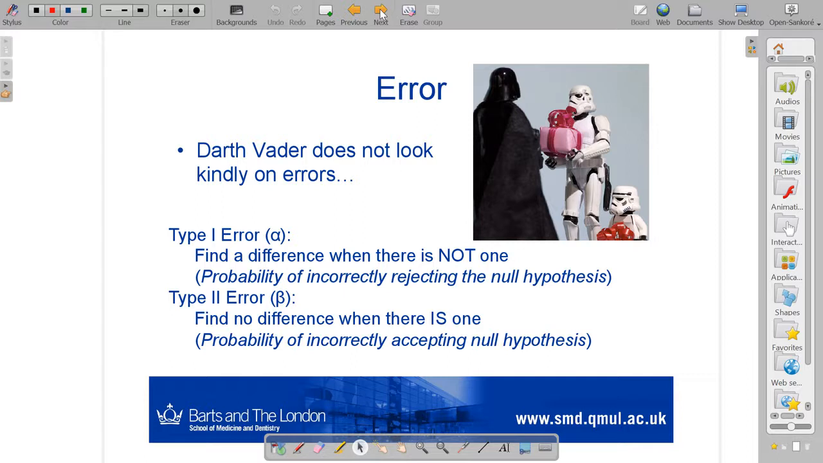And so, this is what I hate, the terminology. That's actually a type 2 error. That is incorrectly accepting as finding no difference when there is one, says it on the slide.